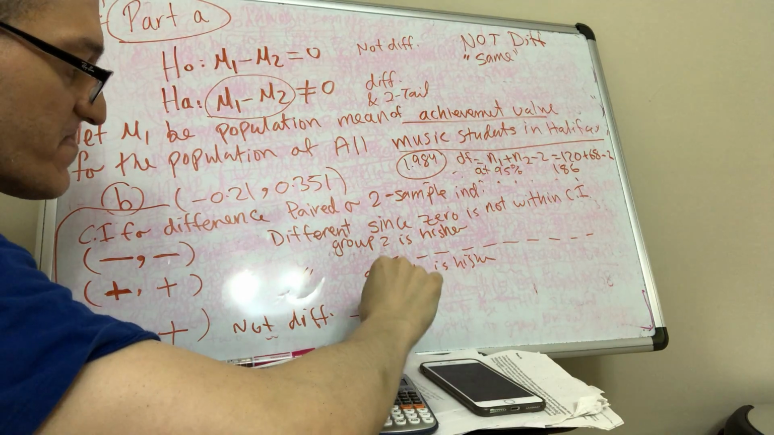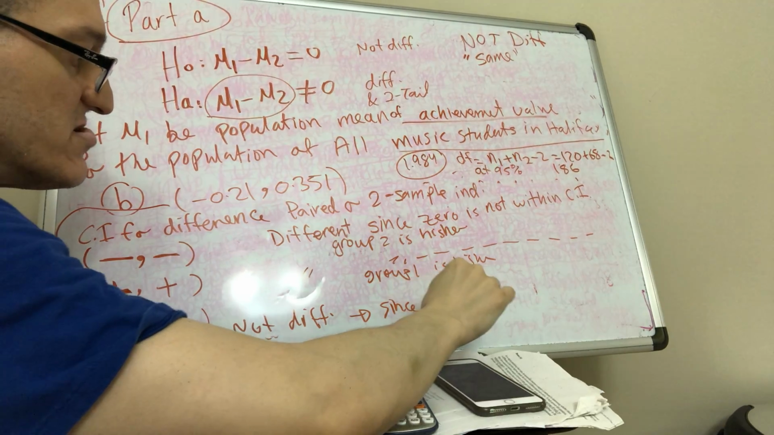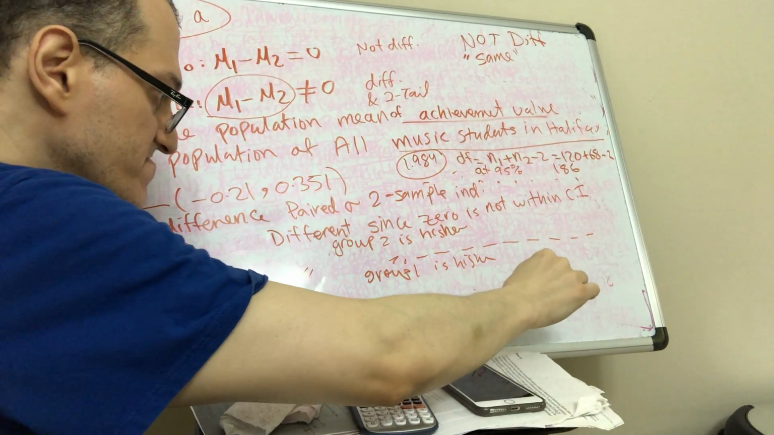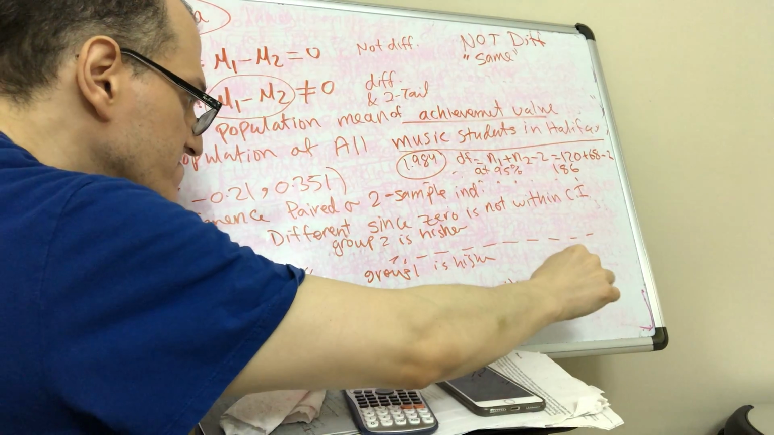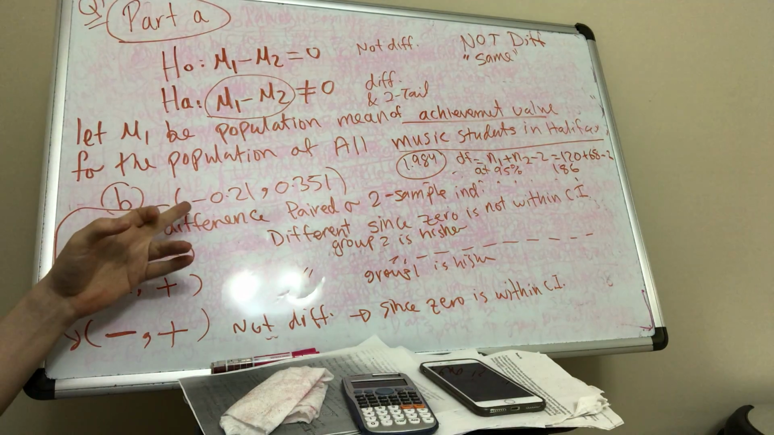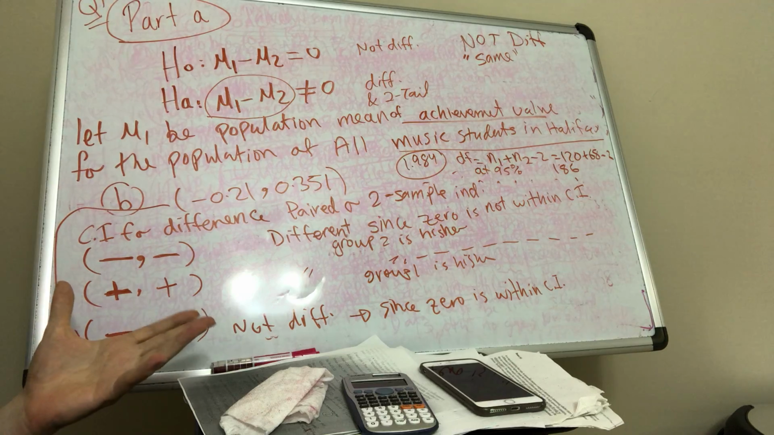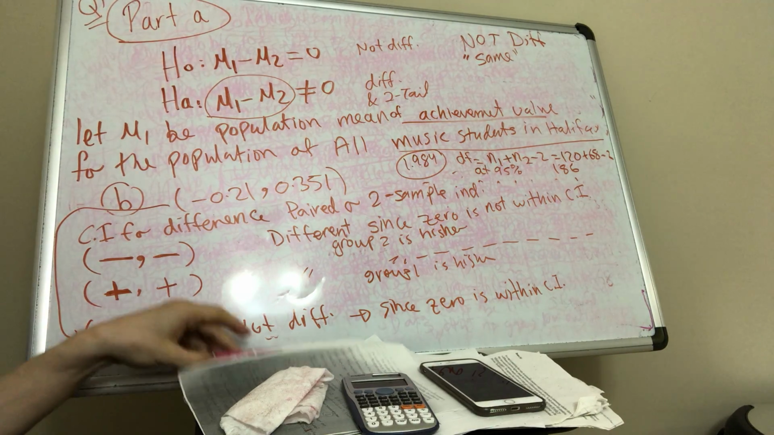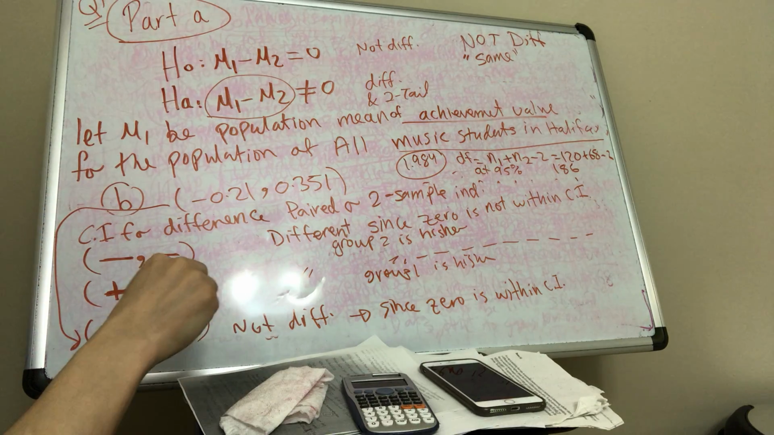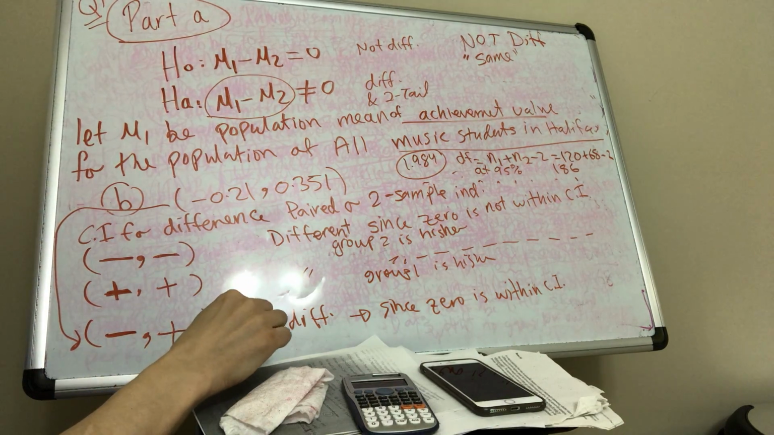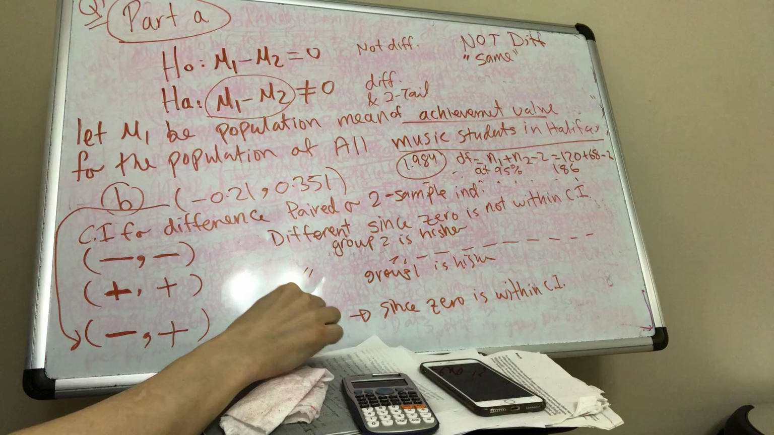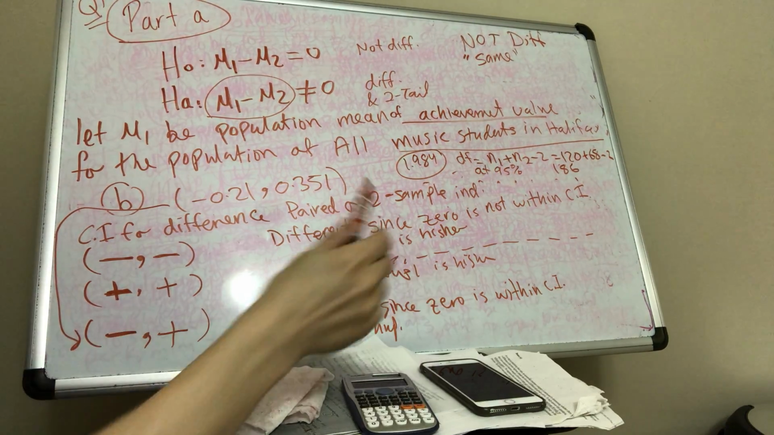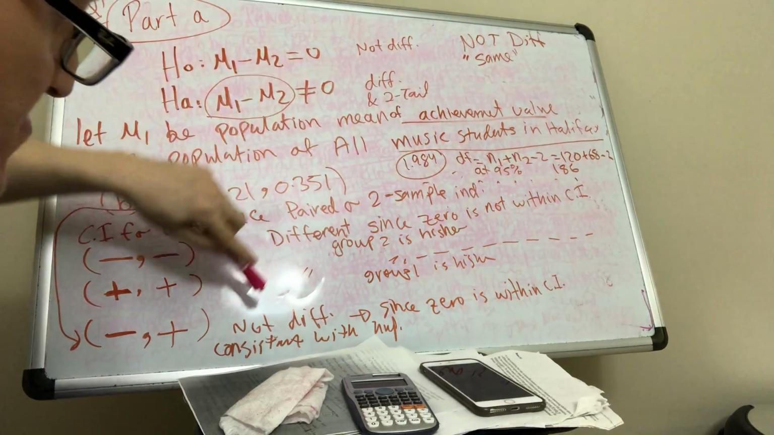Reason? Since 0 is within the confidence interval. So in your case, the groups are not different. It's possible for them to be the same since 0 is within. And in this case, it's consistent with the hypothesis. They both prove the same thing.